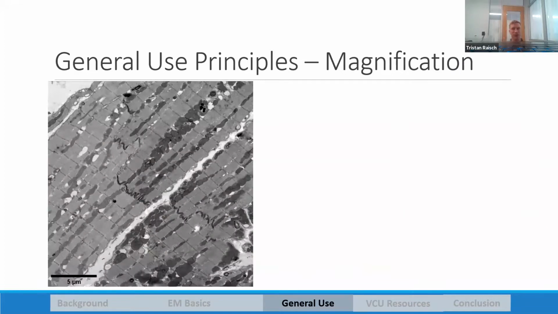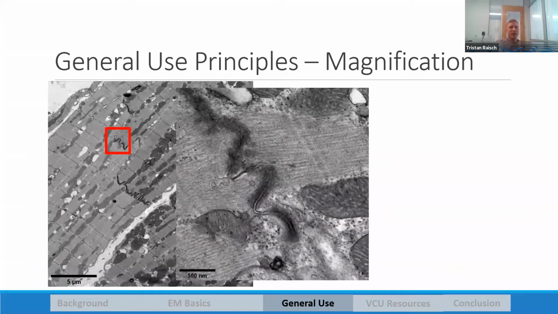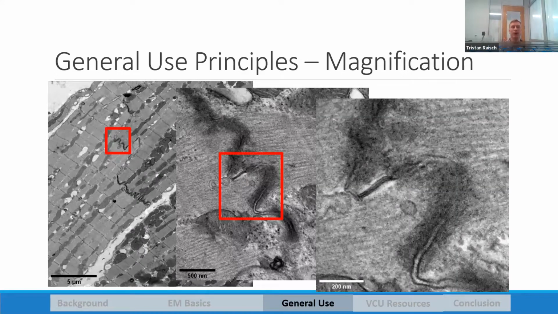Magnification is also super intuitive. Here's an image at about 1000x magnification, and I'll use this to navigate my way along the sample until I find a region that looks interesting. I can then zoom in, in this case to about 30,000 times, and look in greater detail. Finally, I'll zoom in a bit more to about 100,000 times magnification and have all the resolution I need for my structural analyses.